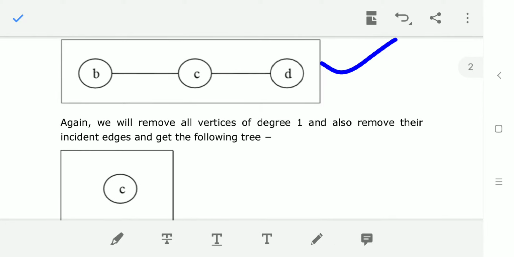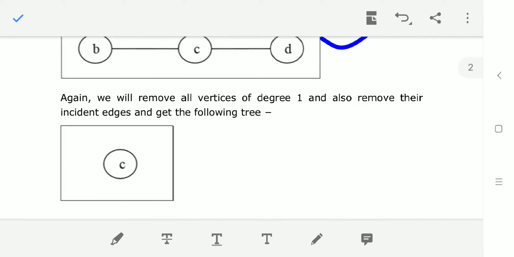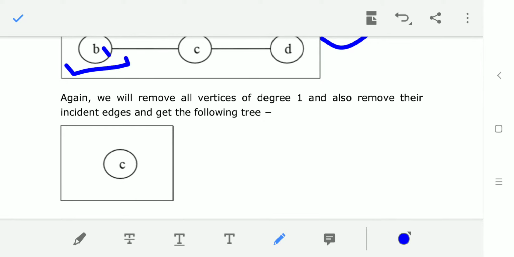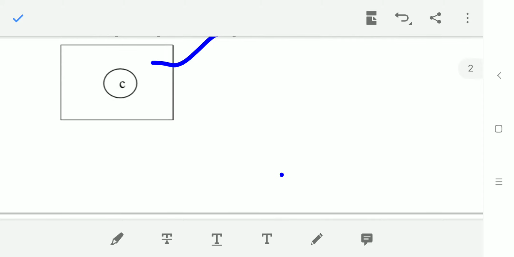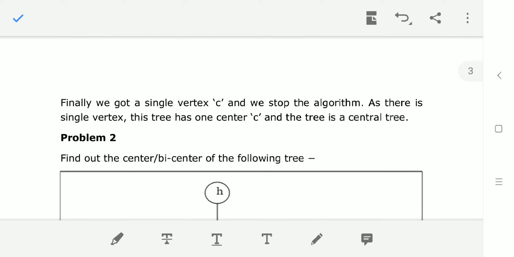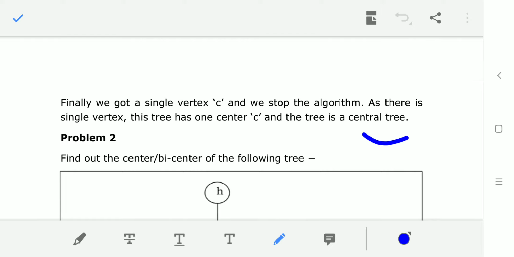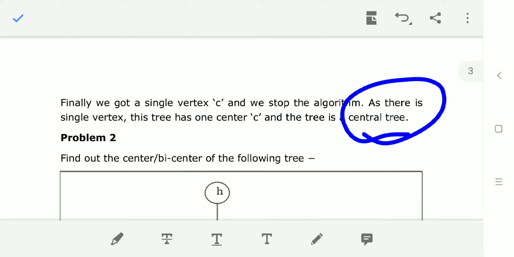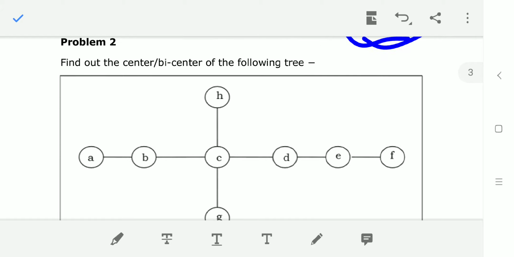Okay, again we will remove all vertices of degree 1 and also remove their incident edges and get the following. Okay, this and this will be removed, then you will get only C. Finally, we get a single vertex C and we stop the algorithm. As there is a single vertex, this tree has one center C and the tree is a central tree. Understand it? You can also see the problem of type 2 here.